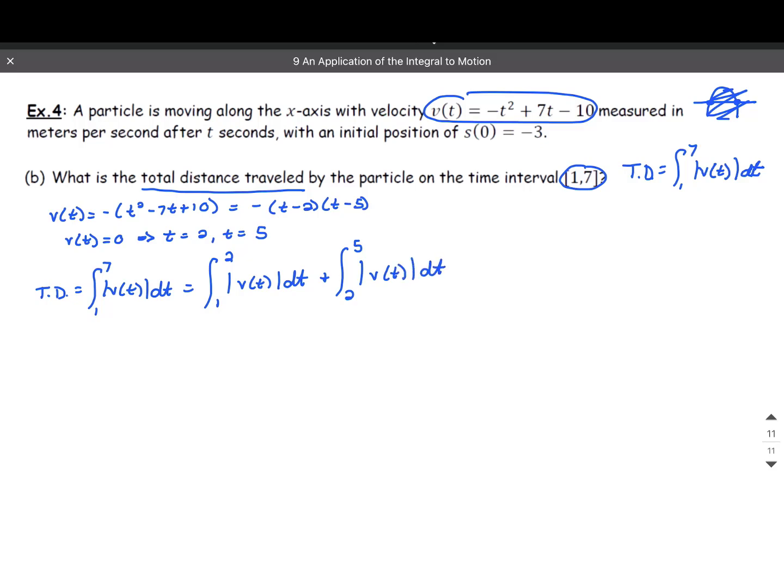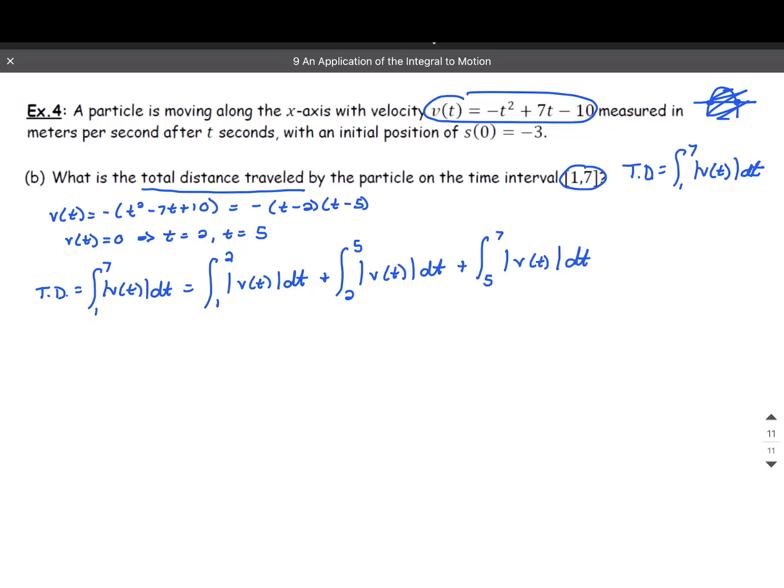So anytime you have a function and you don't know what it looks like, you find the x-intercepts and break up the integral at those x-intercepts, taking the integral of the absolute value of each part, okay? Plus, and we still have to go from 5 to the endpoint 7 of the absolute value of v of t dt. Okay, now we've already done the antiderivative of v of t dt.